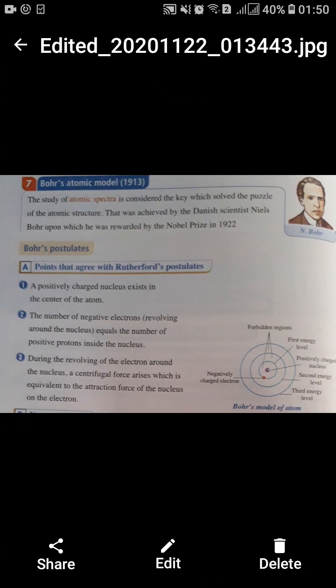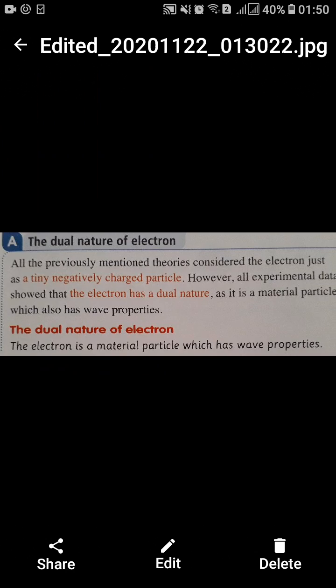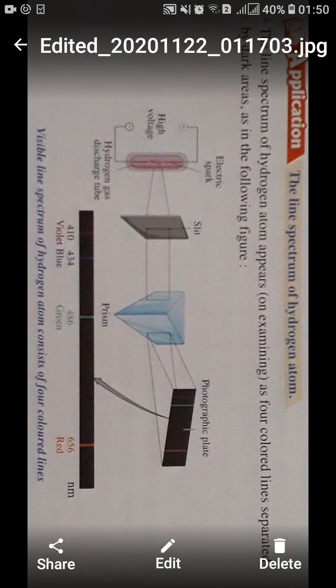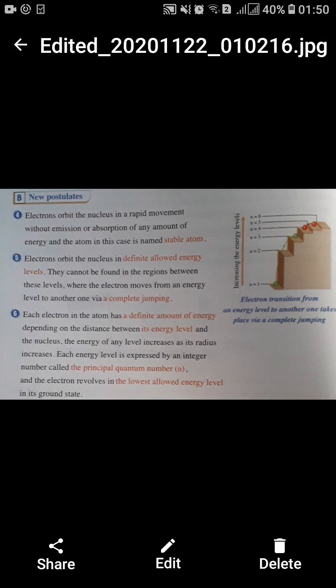Look, Bohr agreed with Rutherford and, in addition, he added some new points. Like what? Let's see. Number 1, he added that each electron can be found in an energy level that has its own energy.